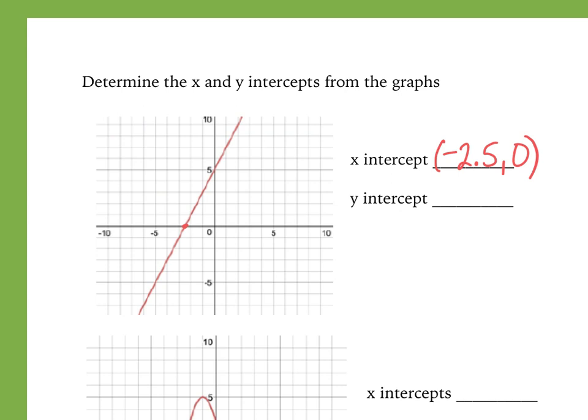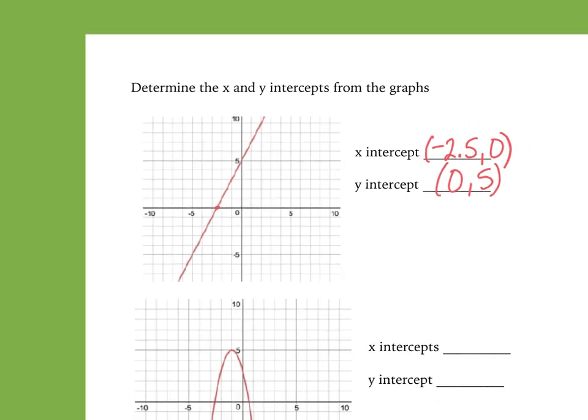Okay, now the y-intercept, what's that going to be as a coordinate? 5, 0 or 0, 5? 0, 5, because remember it switches. X-intercept has y equals 0. Y-intercept has x equals 0. Okay. Go ahead and do the next two for x and y intercepts.